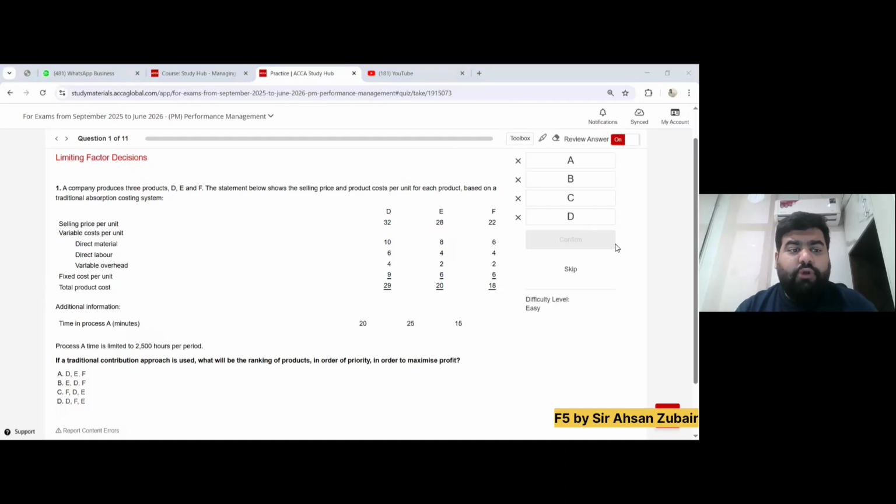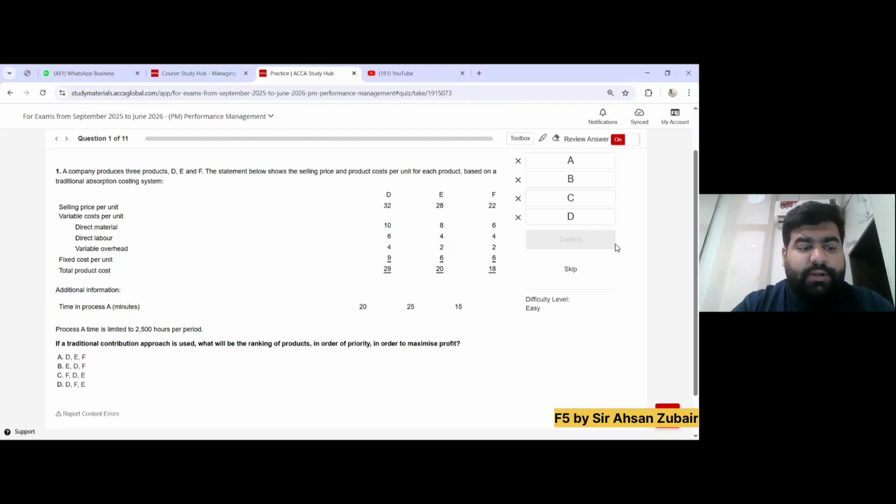Okay, so students, we are going to start limiting factor MCQs from Study Hub. Obviously, we know that in every chapter, MCQs are very important. So not only from my side, I will do Study Hub, but from your side as well, you have to do other sources in MCQs, for example, Kaplan, BPP, for extra practice. As much practice as you can do, you must do, because obviously the exam is full of technicality. So you must make sure that everything is covered.